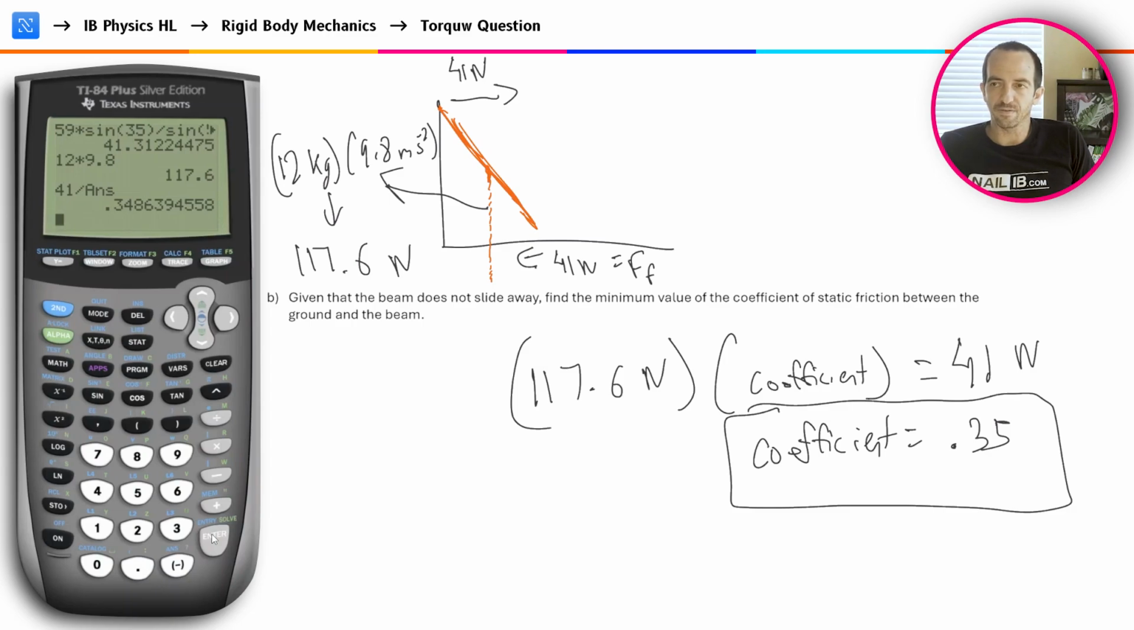That's the minimum amount. Of course, it could be more. Remember that you won't have any movement unless you are overcoming the static friction, so you could have a much higher coefficient of static friction. In this case, what they were asking for was the minimum amount. With a coefficient of 0.35, we'll have enough static friction to resist the 41 newtons pushing to the right. And that brings us to the conclusion of part 2. I look forward to seeing everybody in the video for part 3.